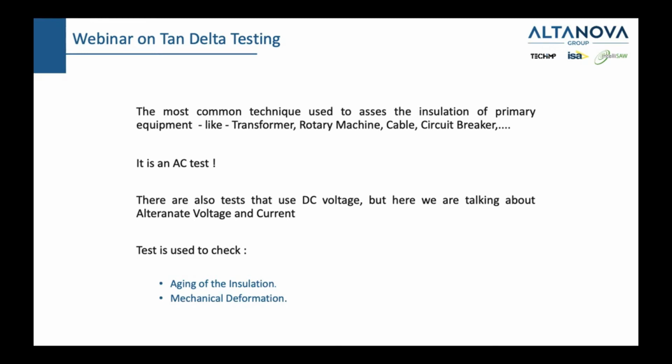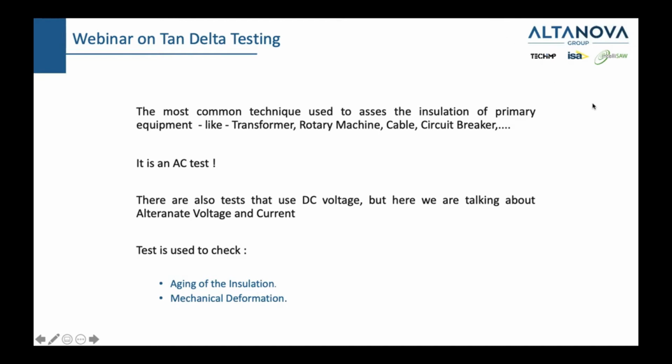It is important to emphasize also that this is an AC test. It is not a DC test. An AC test means, of course, that we will not be using a direct current or direct voltage. We will be using alternate voltage and alternate current. Of course, there are different methods, but today we will be focusing on an AC test. And this test is used to check aging of insulation and also mechanical deformation. So this is just in short what you might expect from this session today.